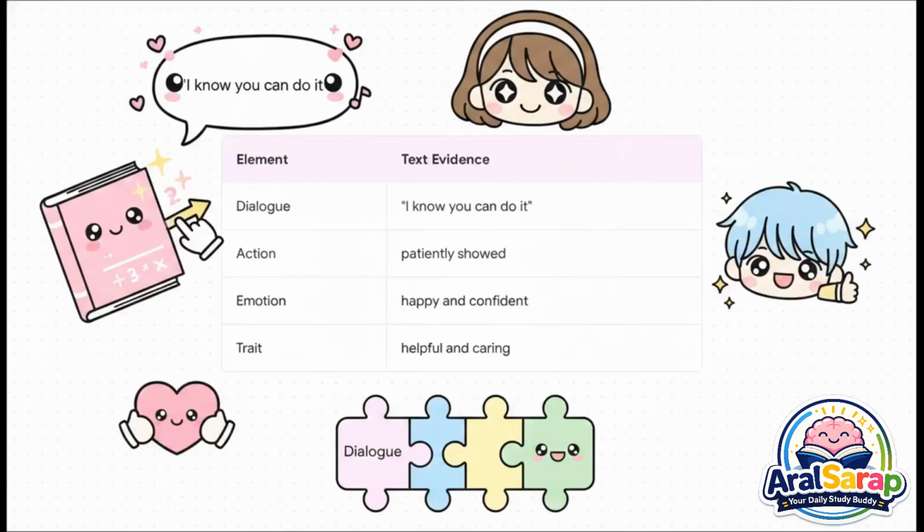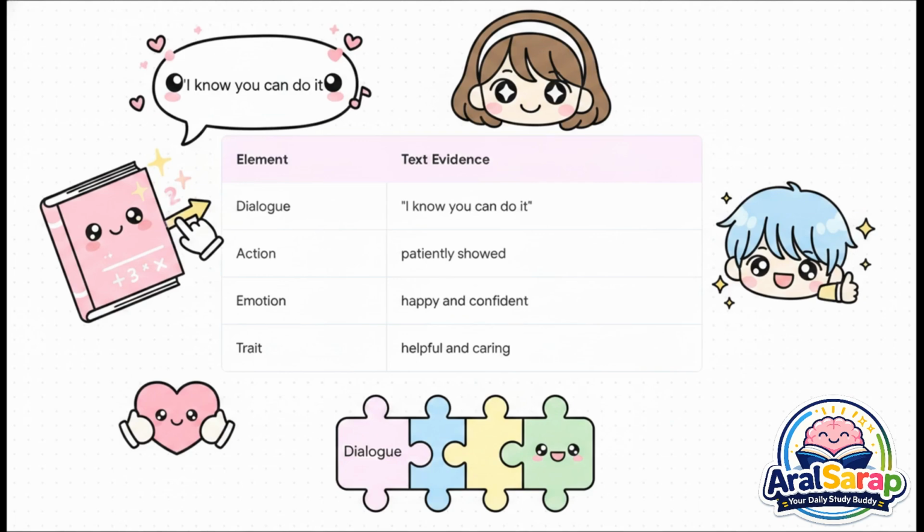Now, let's put all the pieces of the puzzle together. Take a look at this matrix analyzing a short paragraph about a girl named Grace. The paragraph says, "I know you can do it," said Grace with a smile. She patiently showed her younger brother how to solve the math problem. Her brother felt happy and confident after learning the solution. Grace is always helpful and caring.